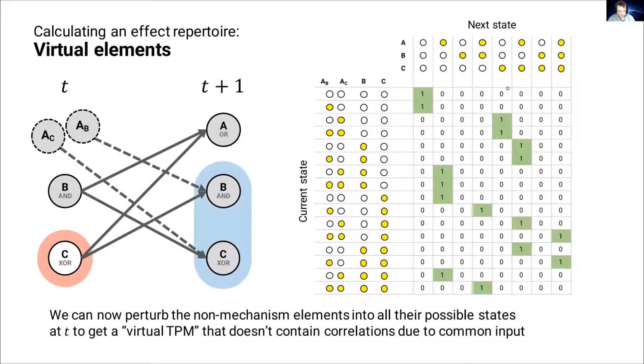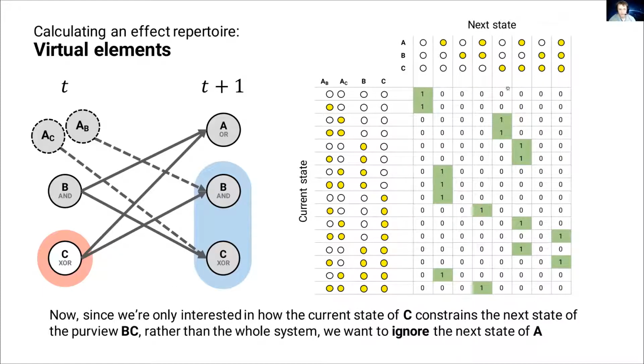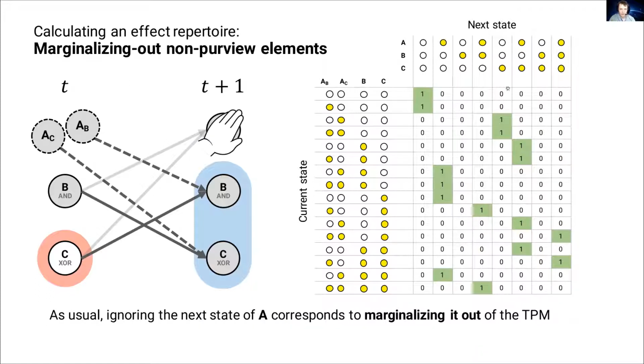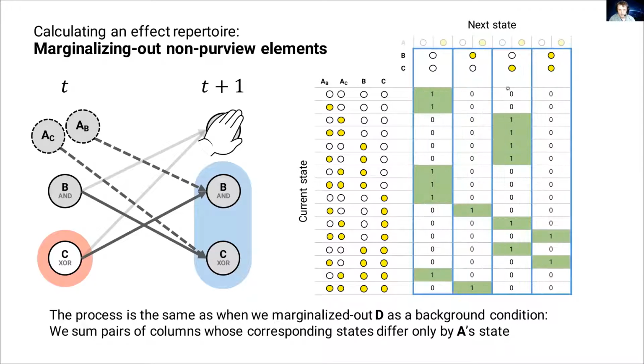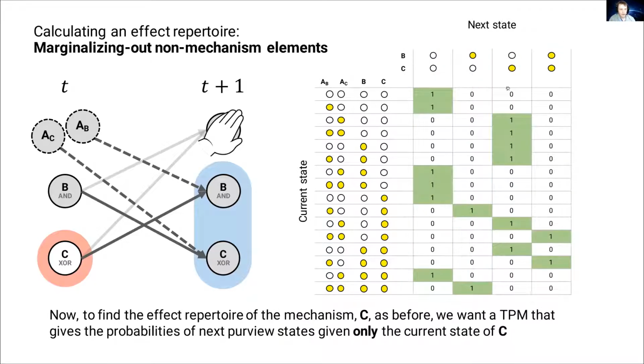So in this circumstance, to remove the correlated effects of the inputs from A into B and C, we introduce these virtual elements where essentially we split A into input from A to B and input from A to C. And then given that, we do all of our calculations the same way we've been doing previously. So again, we're only interested in the effect that C has on B and C at the next time point. So we marginalize over A at the next time point. So we remove it as we've done previously. But we're also only interested in the impact of C. So we're going to marginalize over all of the inputs AB, AC, and B.